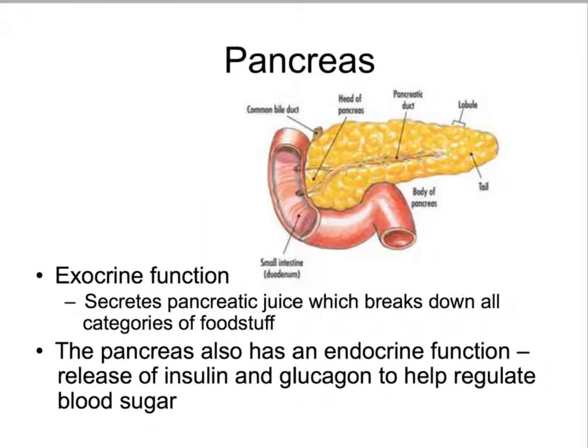The pancreas has both an endocrine and exocrine function. Its exocrine function is that it secretes a pancreatic juice, which helps break down most different types of food. It also has an endocrine function, in which it releases insulin and glucagon, which help regulate blood sugar. So as your blood sugar rises, insulin rises. As your blood sugar drops, glucagon rises.